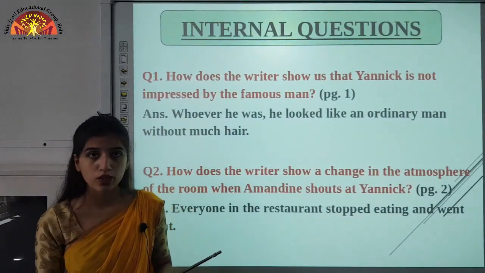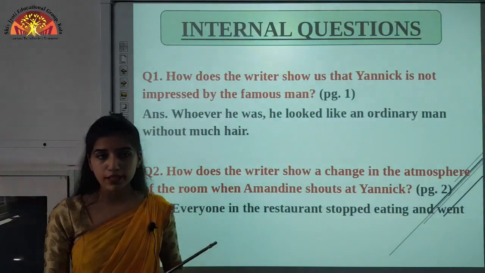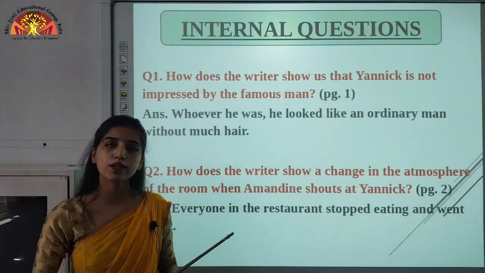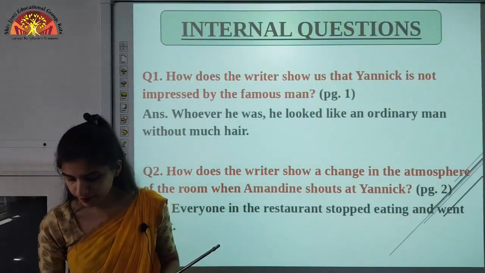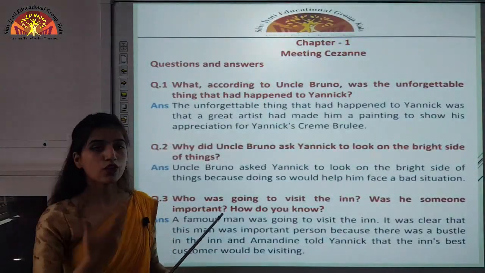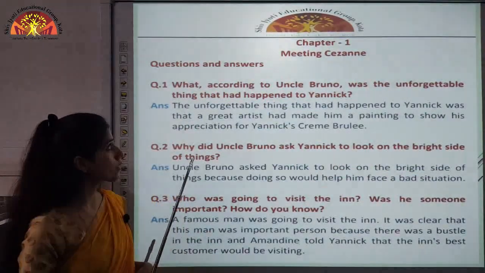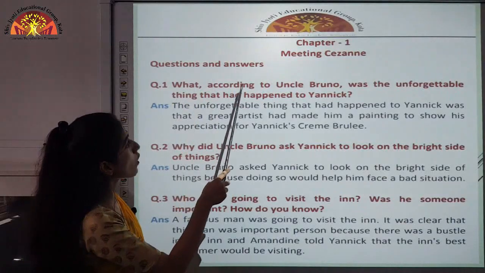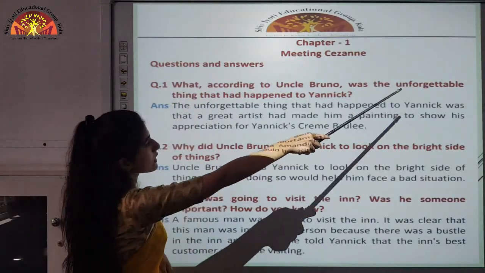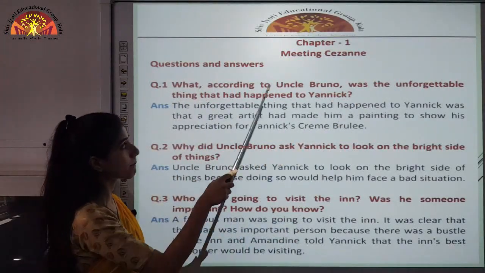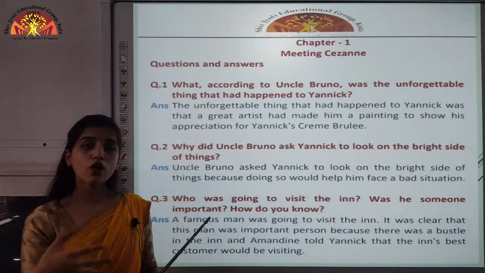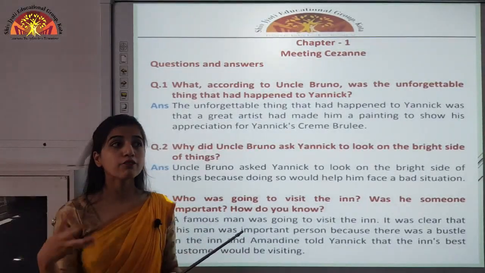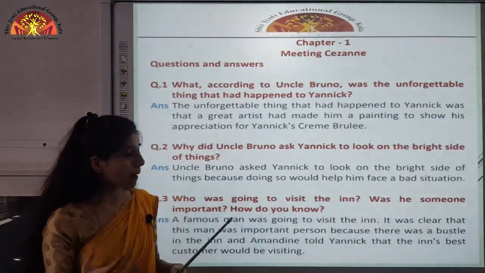Now we are going to do the copy work, and this question is on page number 2, left hand side. You can mark this question on page number 2. Okay. Now moving to the copy work. Now we are going to start with question number 1. What, according to Uncle Bruno, was the unforgettable thing that had happened to Yannick? So what, according to Uncle Bruno, was the unforgettable thing that happened to Yannick?